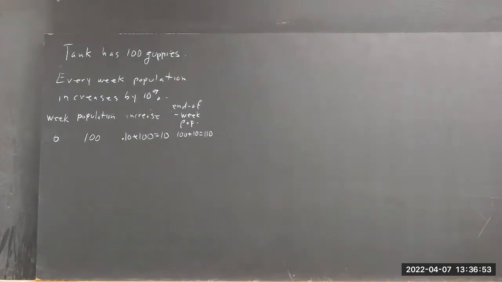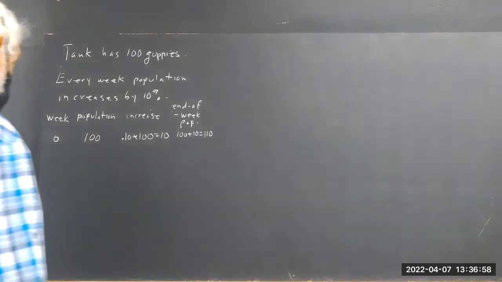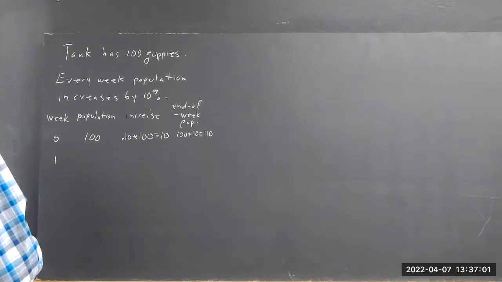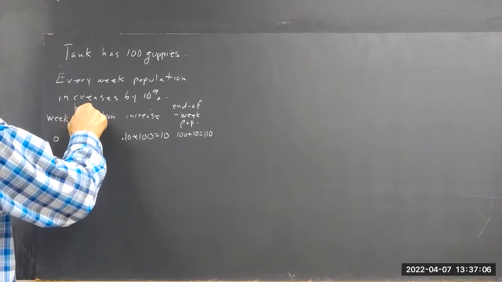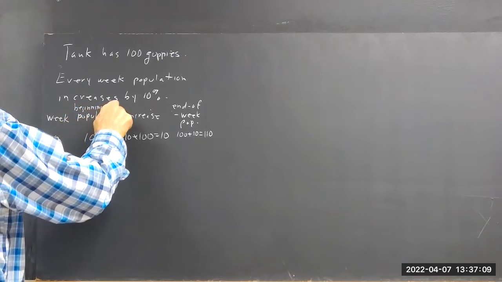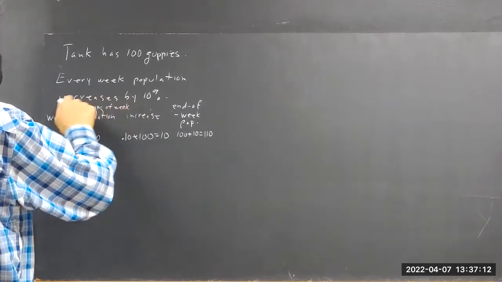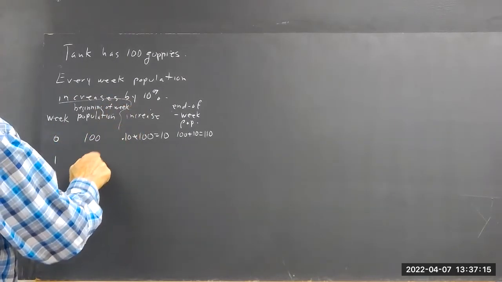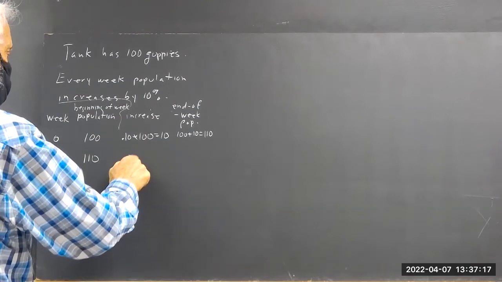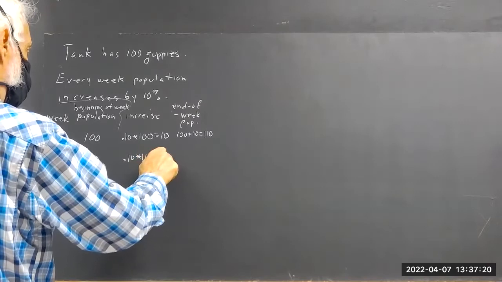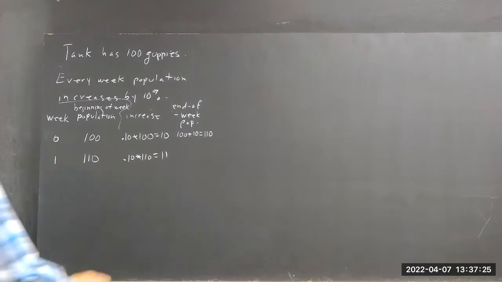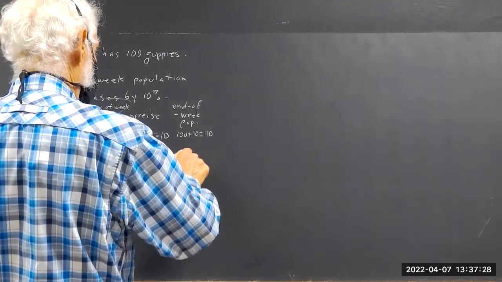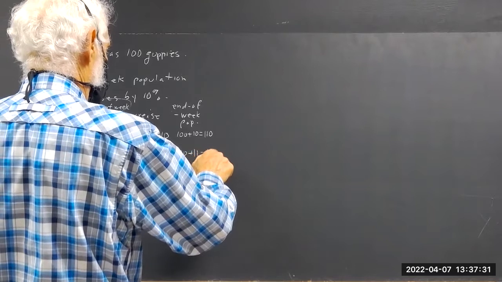If you don't, look back at the MDE 61. It'll be posted sometime later today. Okay, so in week 1, the beginning of the week population is now 110. Your increase is 10% of 110, which is 11. So that's 110 plus 11 equals 121.